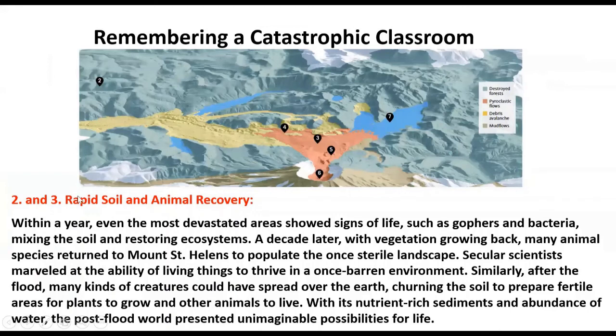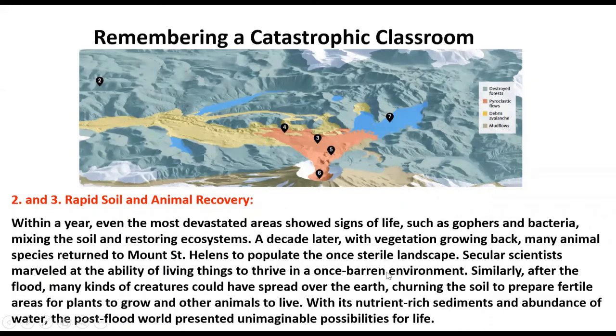So let's take a look, 2 and 3. Within a year, even the most devastated areas showed signs of life like gophers and bacteria, mixing the soil and restoring ecosystems. Just 1 year, small animals came back and bacteria. 10 years later, with vegetation growing back, many animal species returned to Mount St. Helens and repopulated the once sterile landscape. Just 10 years. Imagine Noah's flood, huh? 10 years later. Secular scientists marvel at the ability of living things to thrive in a once barren environment.